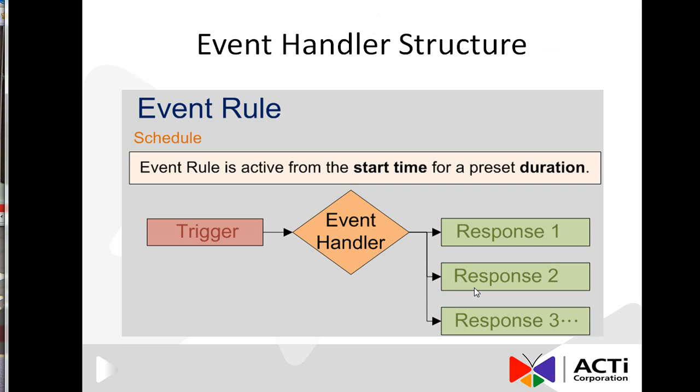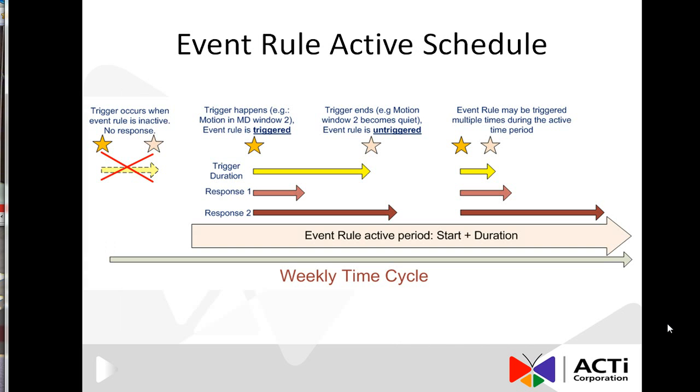Event handler is a set of rules that control when and how to respond to what. Each rule responds to a single trigger and can call up many different responses. In addition, an event rule only works when the trigger falls inside the event rule active period. Each response takes a different amount of time, and one rule can be triggered many times during the event rule active period.